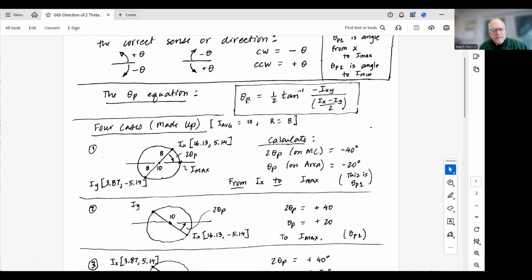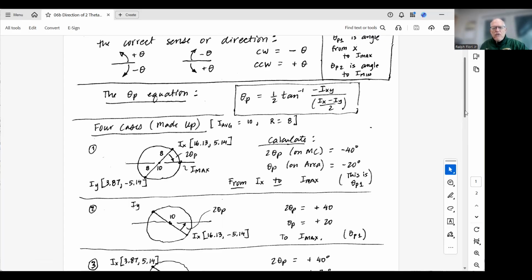So again, this is the theta P equation we're talking about, and it's 1/2 inverse tangent of minus Ixy divided by (Ix minus Iy) over 2. And if you always put in this equation in its exact form, and you always put in Ixy, however you found it, positive or negative, put in your Ix, your Iy, this will return a number and a sign. And again, it will always take you to the nearest principal to your x.